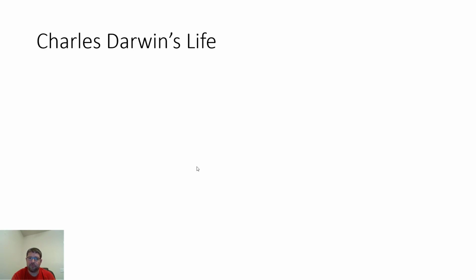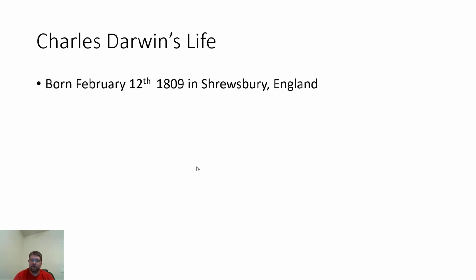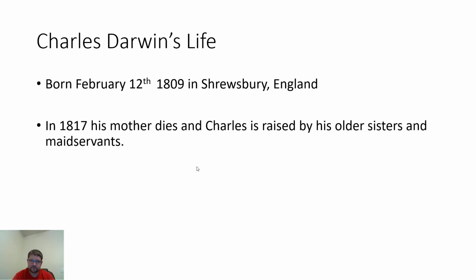Okay, so let's talk a little bit more about Darwin's life and how that mentality of his father and his grandfather played into his life. So he was born on the 12th of February in 1809. Again, like I said, his mother died when he was 8 years old or so, and Charles was raised by servants and his older sisters when they were around.